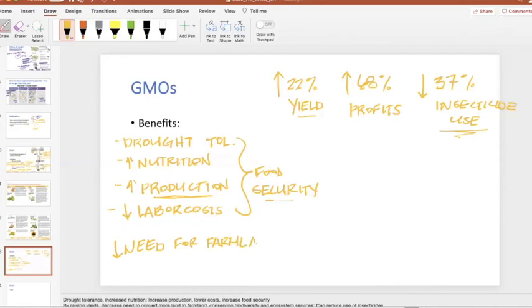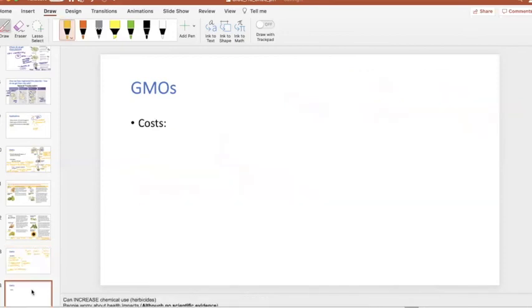Now, I don't want to paint too rosy a picture. There are also costs associated with the use of genetically modified organisms. I told you on the earlier slide that if we're talking about insecticides, you decrease the use of insecticides by 37%, right? But one of the problems that we see with genetically modified organisms is that it actually increases the use of herbicides, of weed killers.